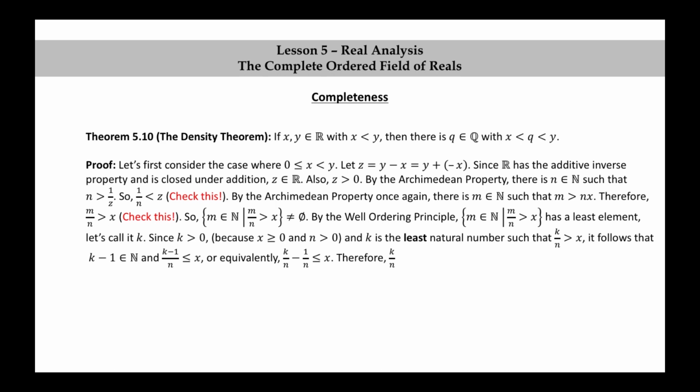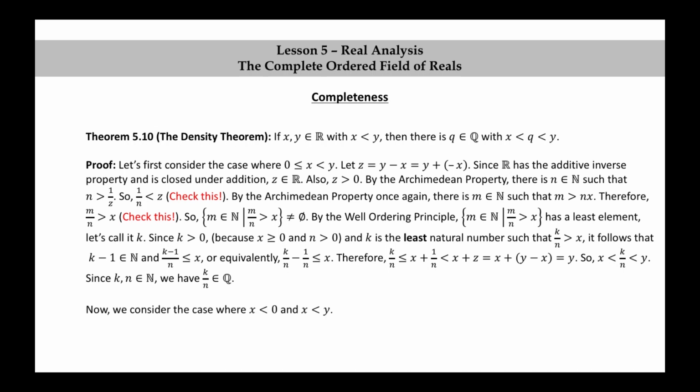Therefore, k over n is less than or equal to x plus 1 over n, which is less than x plus z, because 1 over n is less than z. And that's equal to x plus y minus x, right? z is equal to y minus x, and that's equal to y. So we have that x is less than k over n, and k over n is less than y. Since k and n are natural numbers, we have that k over n is a rational number.